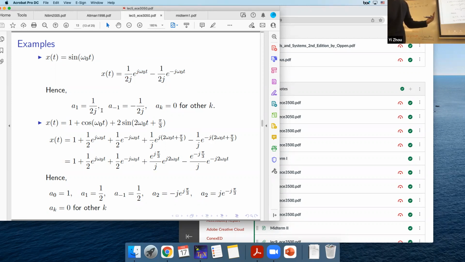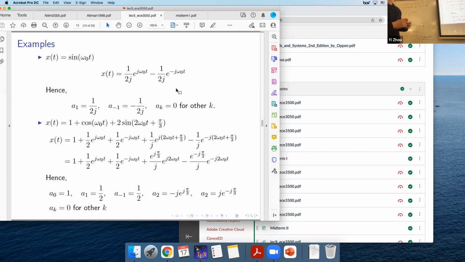So by comparison, we can identify that we only have a1 and a negative 1. And their corresponding coefficients are given by these two. This is the coefficient, and this exponential part is the basis part. The basis are e to the power of j k omega naught t. So for this one, it corresponds to k equals 1, because it's j omega naught t. That's why we can tell that this coefficient is exactly a1. And similarly, for the other one, this basis corresponds to k equals negative 1. Therefore, the corresponding coefficient, negative 1 over 2j, is a negative 1. And since we only have these two terms, all the other aks are zero.